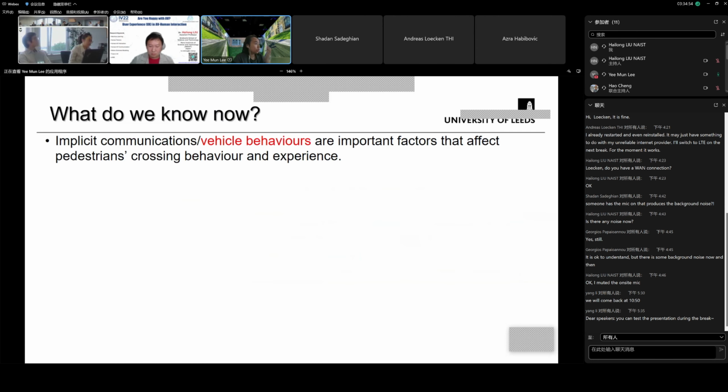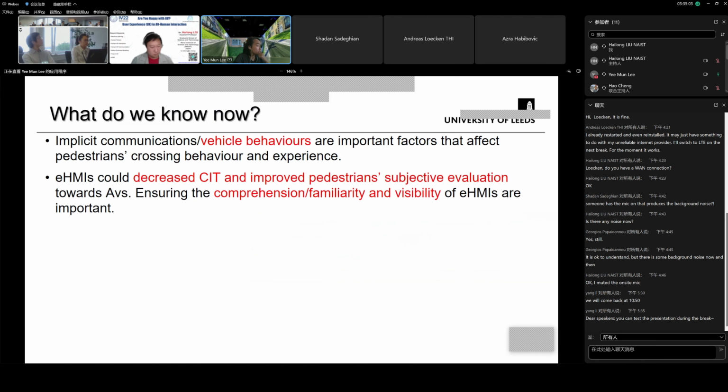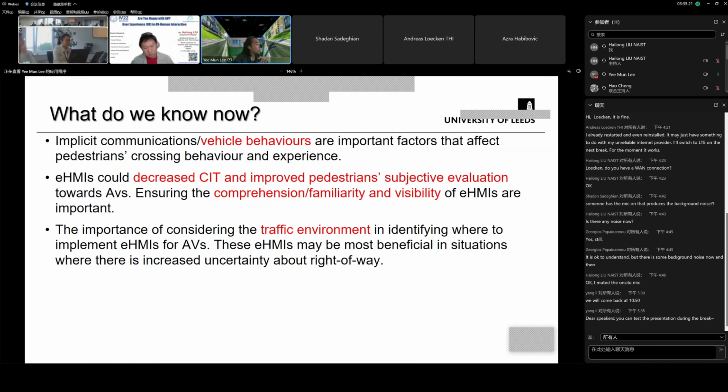Right, so what do we know now? Vehicle behaviors are important. We've found this again and again, regardless of whether it's in simulator studies or on-road observation. eHMI is good, in a way that it decreased the CIT and improved pedestrian subjective feelings while they crossed. We need to make sure that people do understand what the eHMI is conveying, and that familiarity as well as the visibility of the eHMI are ensured.